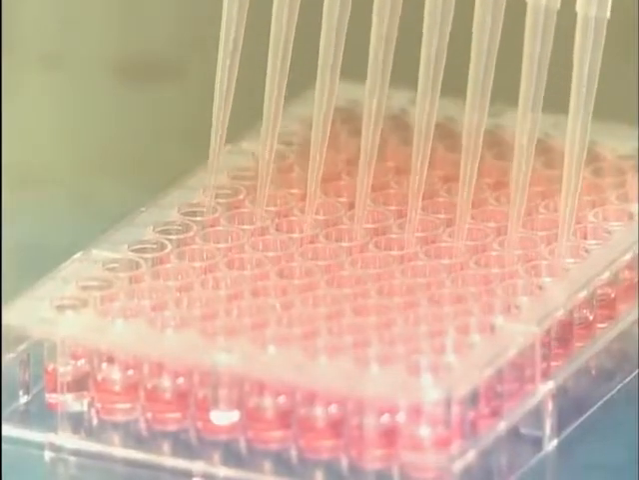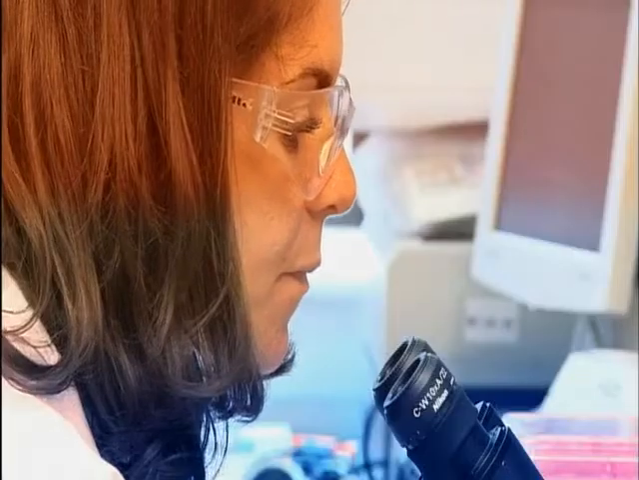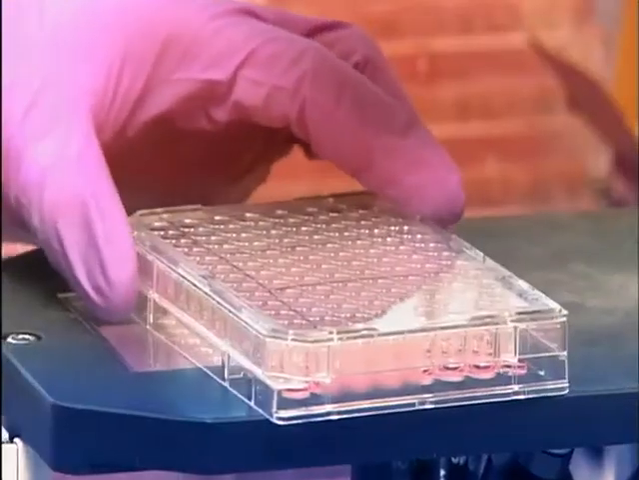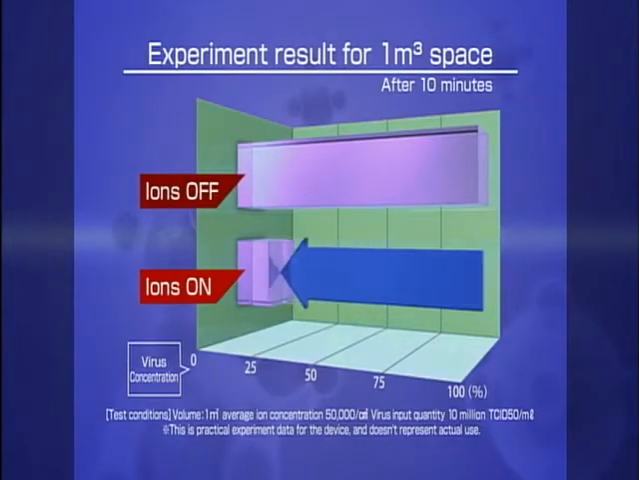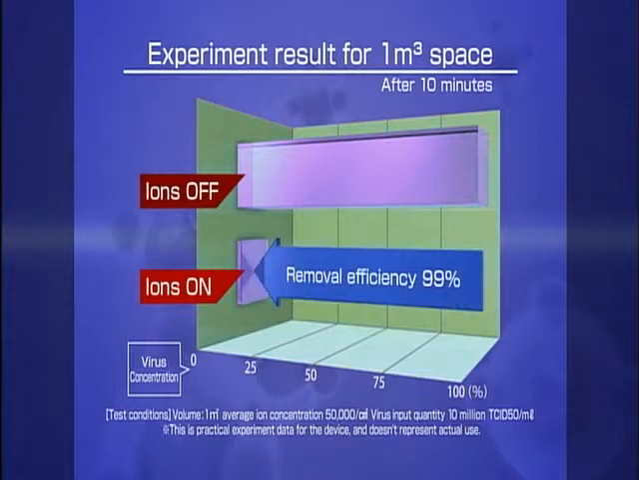This kind of experiment is repeated many times over in order to verify the virus removal efficiency. The result verified is that high-concentration Plasmacluster ions can remove 99% of the virus in a 1-meter cubed space.